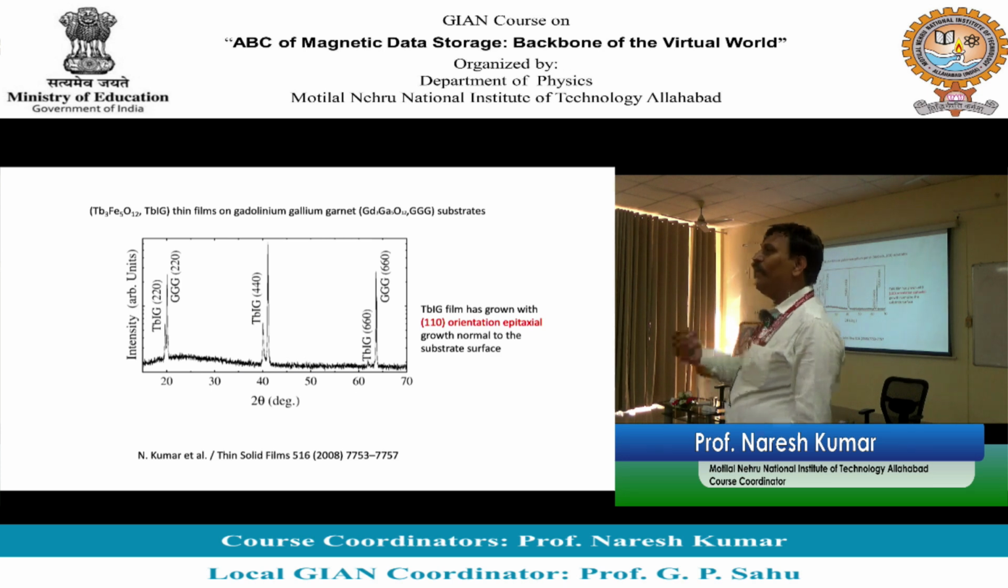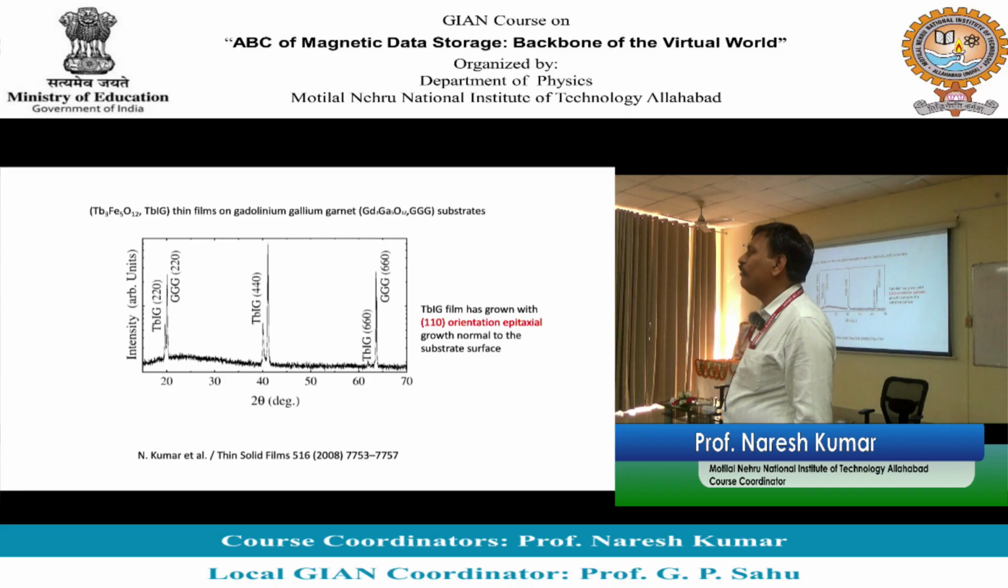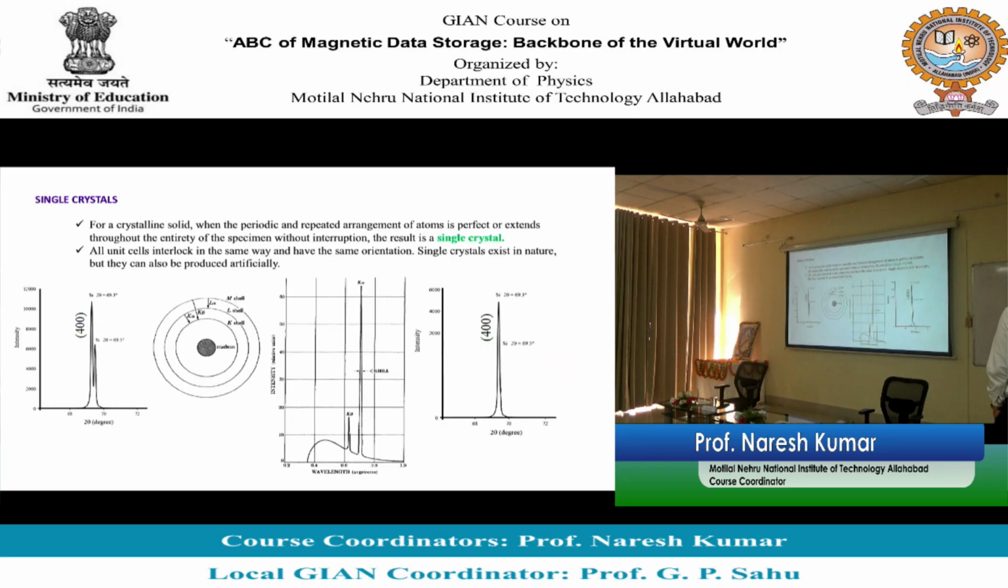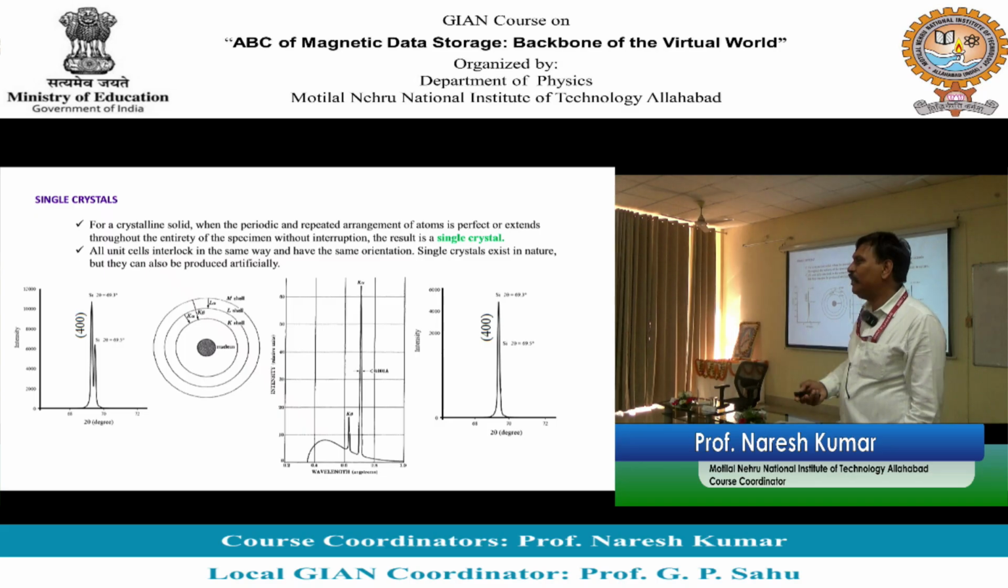What will I be getting? I may be getting peaks from K alpha 1 and K alpha 2. So in that case, I am supposed to filter that K alpha 2 out. So if you are getting this kind of structure, you can say that my film is epitaxial. And it is typical of a single crystal. अभी मैंने बताया था, if you have a single crystal, then you would be getting this kind of peak.